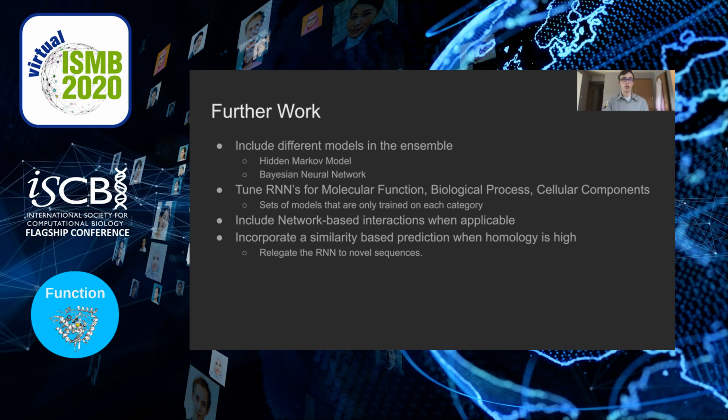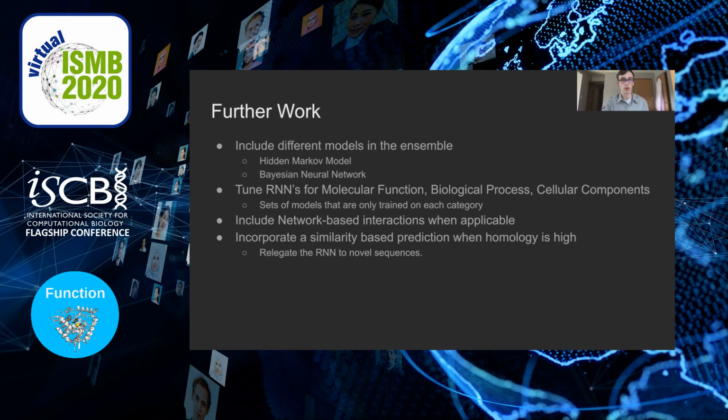So some of our future research includes including different models in the ensemble. We have considered hidden Markov models as well as Bayesian neural networks. We also would like to tune different RNNs for molecular function, biological processes, and cellular components. Having a set of models that are trained only on each category could allow us to improve the average accuracy for each of these gene ontology trees.